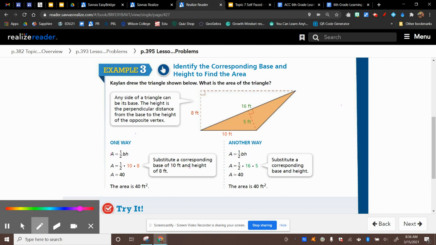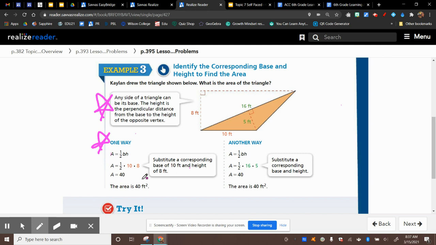Any side can be the base. The height is the perpendicular distance from the base to the opposite vertex. So what that's saying is when you choose a base, you have to choose an appropriate height. The height that we're going to use has to make a right angle on the base. So this is showing us 2 ways. We still have our formula 1/2 base times height.